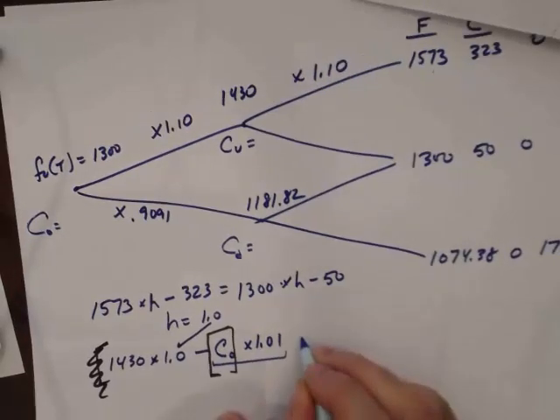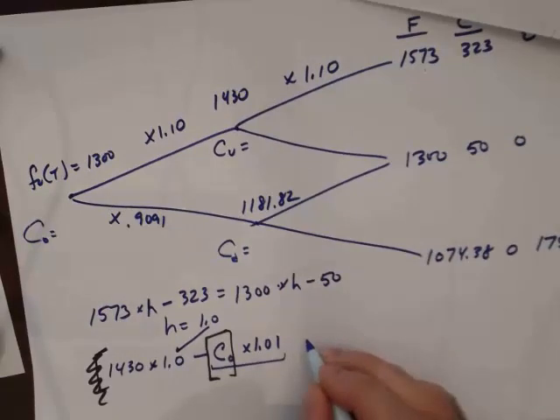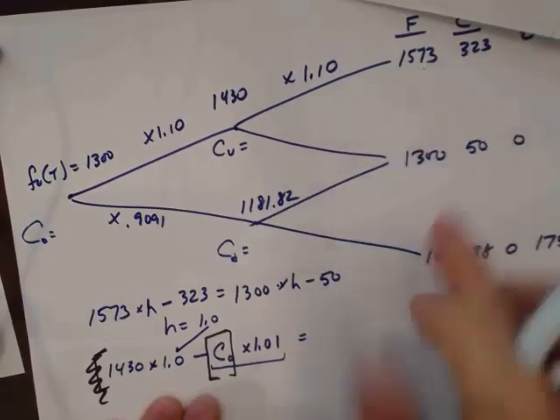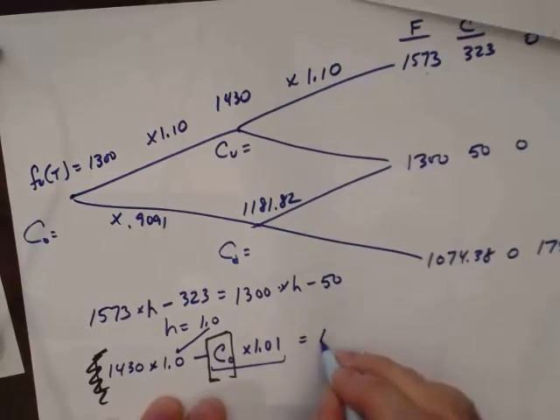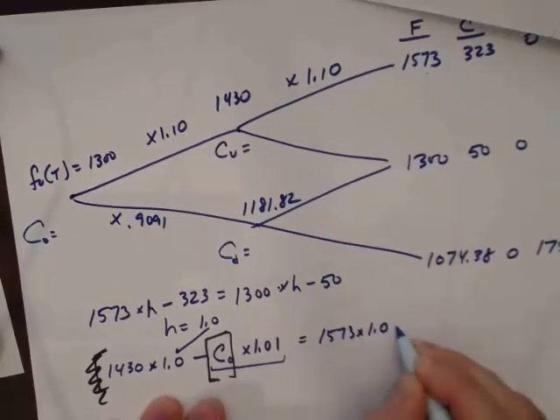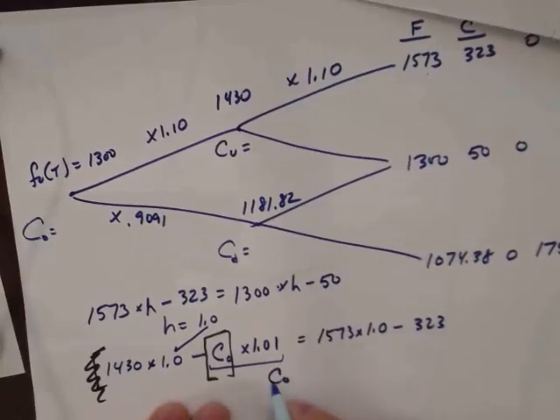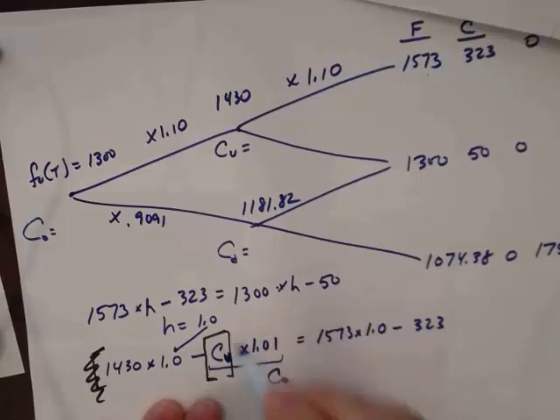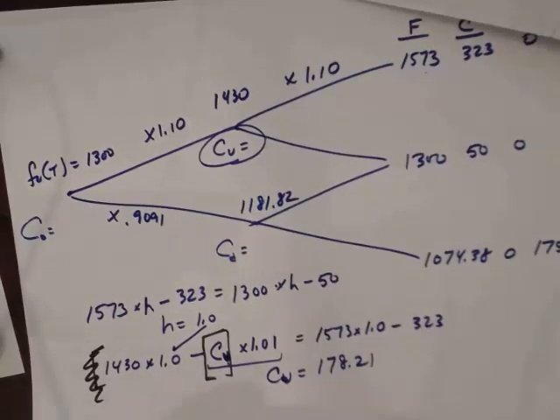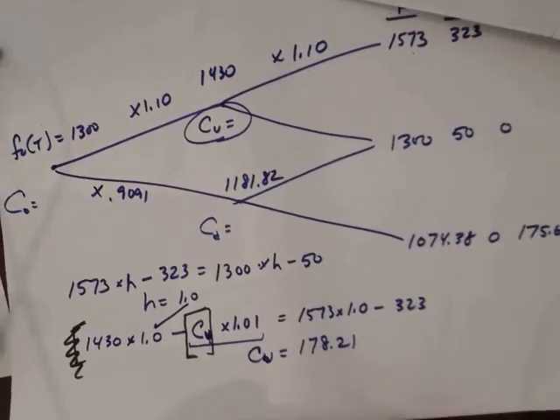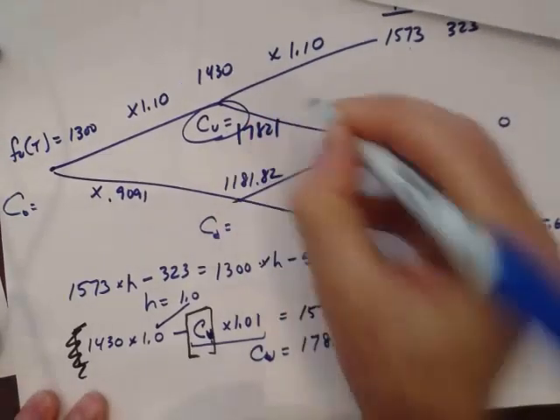And we're going to set this equal to, it doesn't matter if we set it equal to the up or down move. Let's set it to the up move, 1573 times 1 minus 323. And we saw for the call, oops, this should be CU right here, because that's what I'm working on, that guy right there. CU turns out to be 178.21. Okay, so this is 178.21.